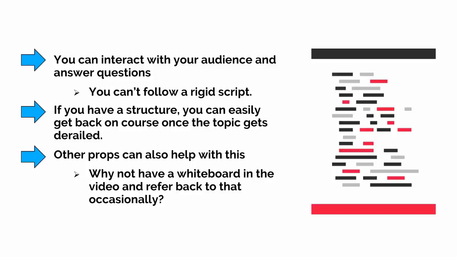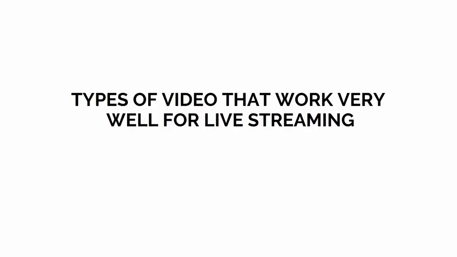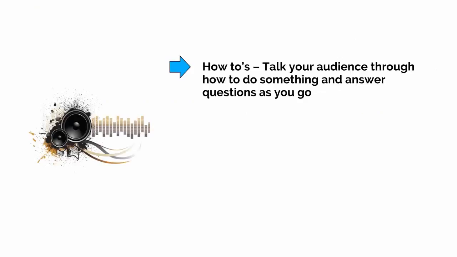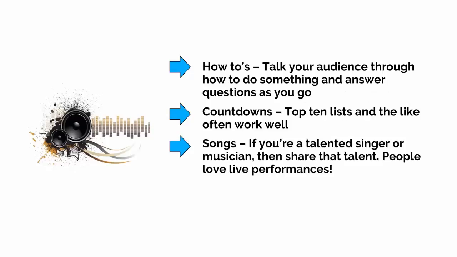If you're still stuck for ideas of videos to make, here are some good suggestions that will work very well for a variety of different niches. And the first one is how-tos. Talk your audience through how to do something and answer questions as you go. Then there are countdowns. Now, as I just mentioned, top 10 lists and the like often work well. And there are songs. If you're a talented singer or musician, then share that talent. People love live performances.